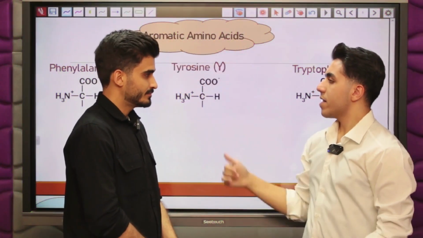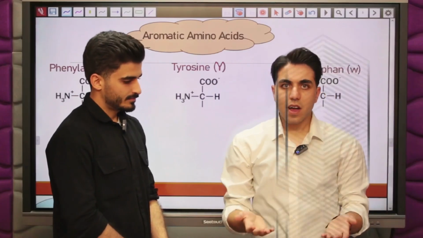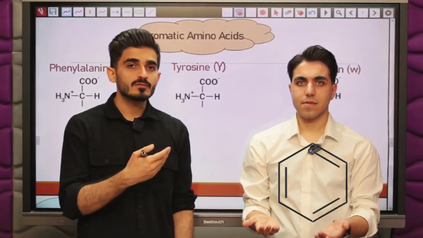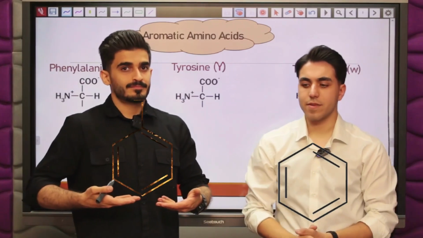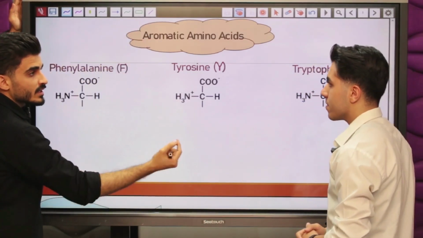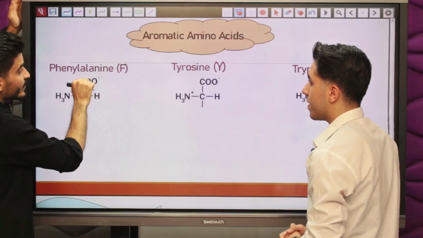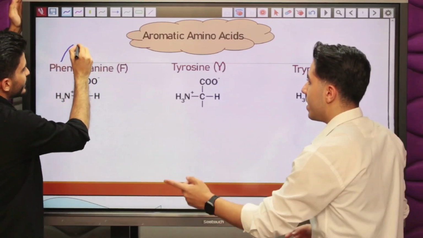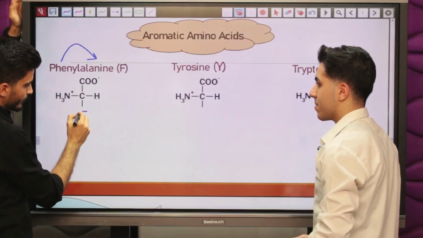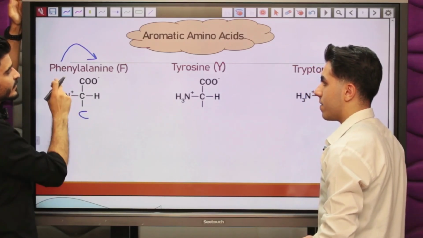Aromatic amino acids all contain benzene. This is called benzene. If you add a methyl on benzene, it will convert to phenyl. In terms of phenylalanine, pay attention please. Read it: phenylalanine. Okay, we have the alanine and add phenyl on it.